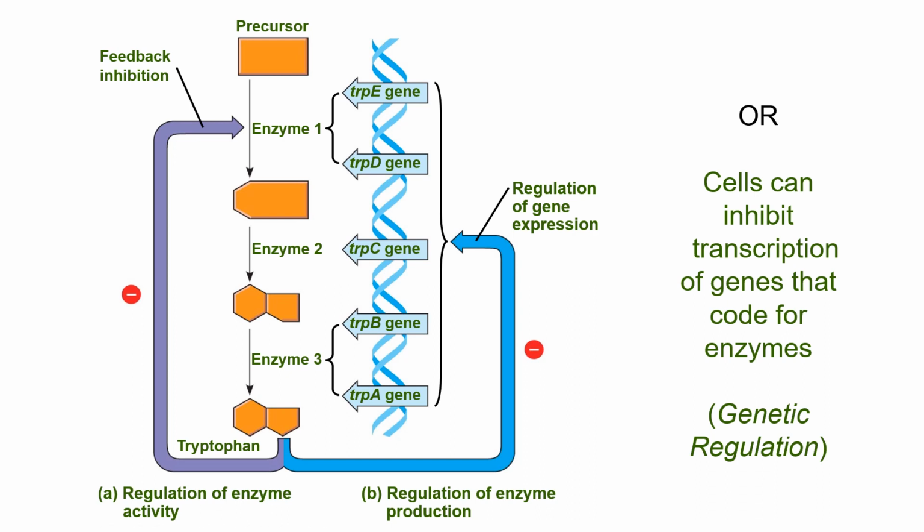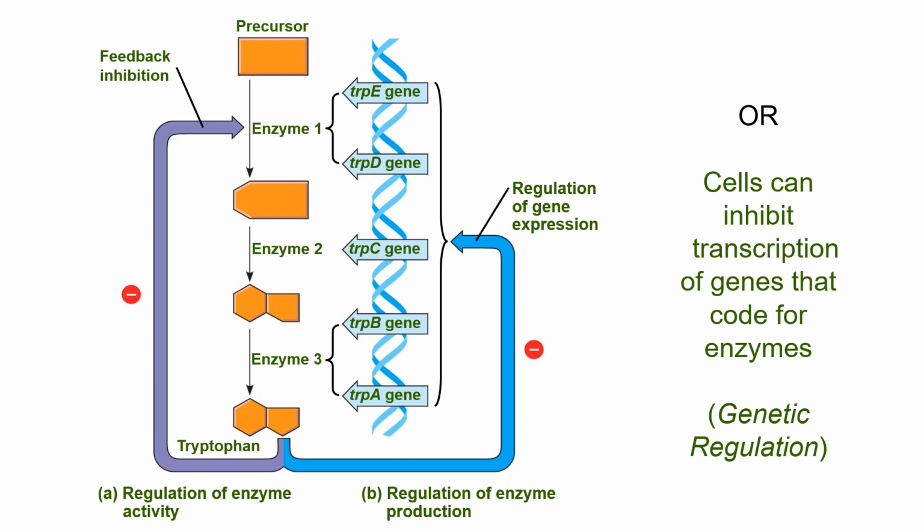However, the genes that code for those enzymes are still going to remain active. They're still going to be used to make messenger RNA. The messenger RNA is still going to be translated. We're still going to make those 3 enzymes, and that seems like rather a waste. So another way that this can be regulated is at the gene level.